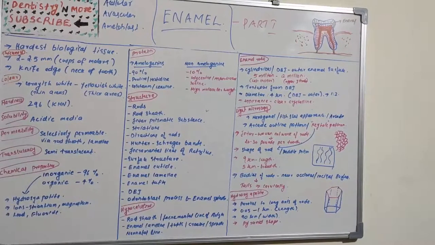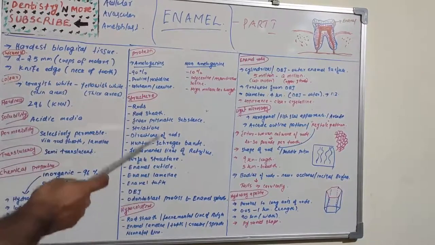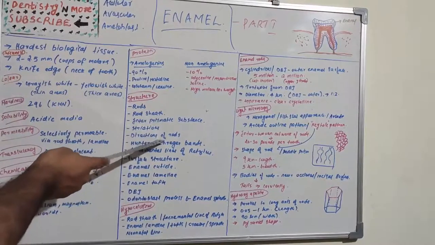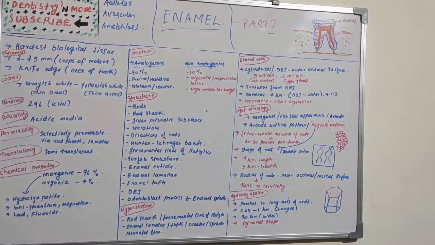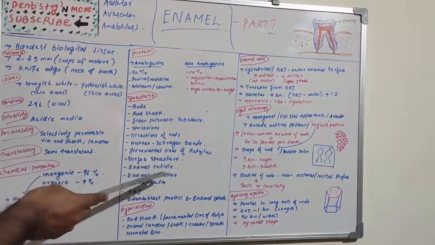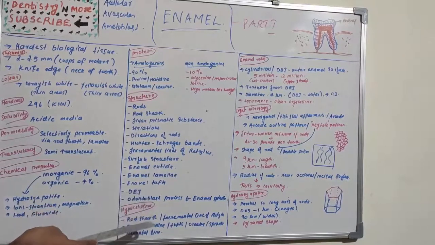So we have various structures to learn in enamel. These are very important because they come as short note questions, and sometimes as long essays. We have various structures in enamel such as rods, rod sheath, and interprismatic substance. The striations are important. The direction of enamel rods is important. Hunter-Schreger bands, incremental lines of Retzius, surface structures of enamel, enamel cuticle, enamel lamellae, enamel tufts, dentino-enamel junction, odontoblast process and enamel spindles. So these all can be asked as short notes.